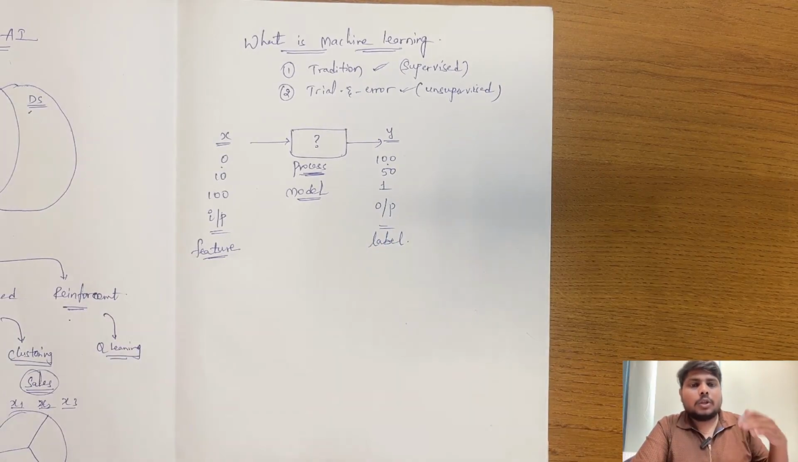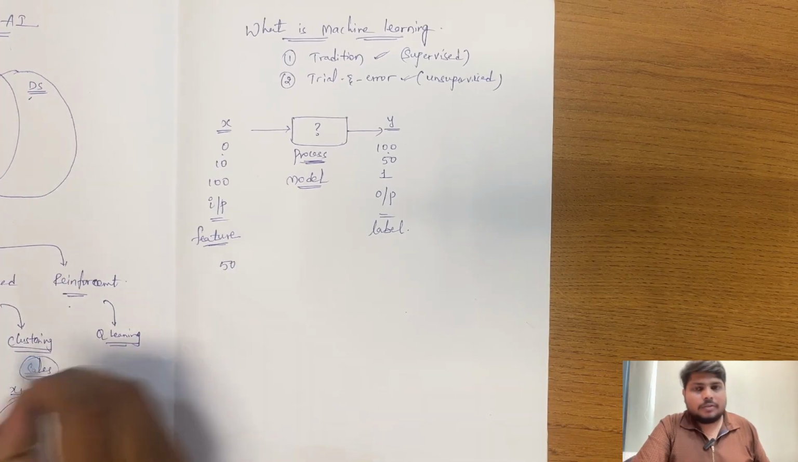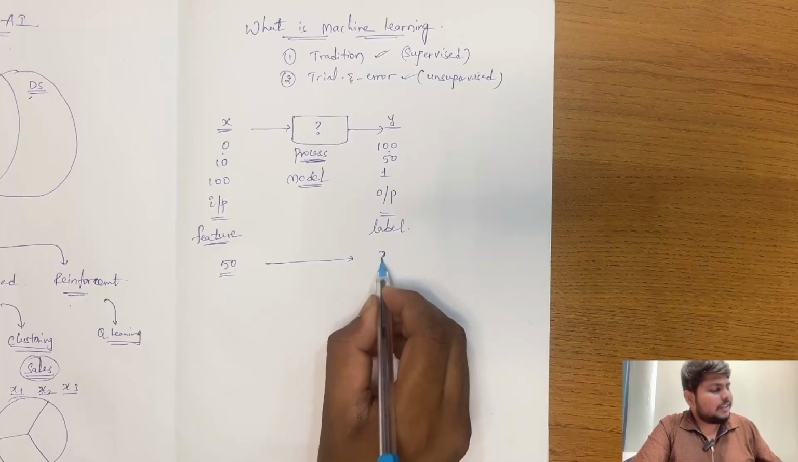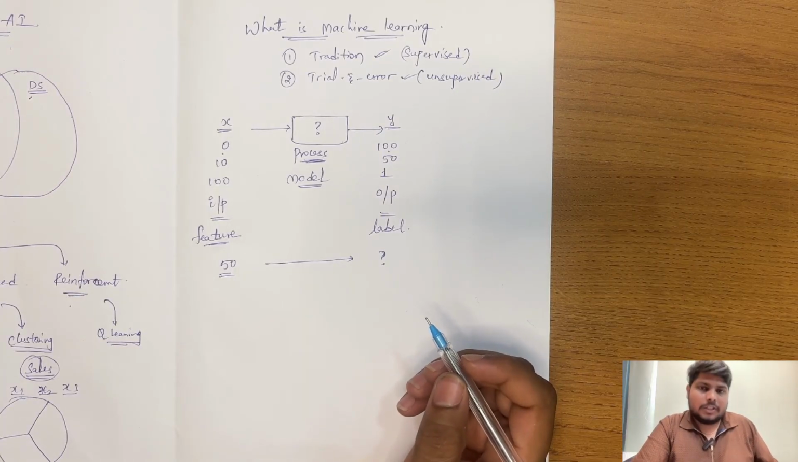Why is this? What is the use of this? Suppose in the future we want to predict something. Let's say a person gets 50 marks. Then what are the chances of that person getting a certain rank? Predicting what rank that particular person is likely to get is called prediction.